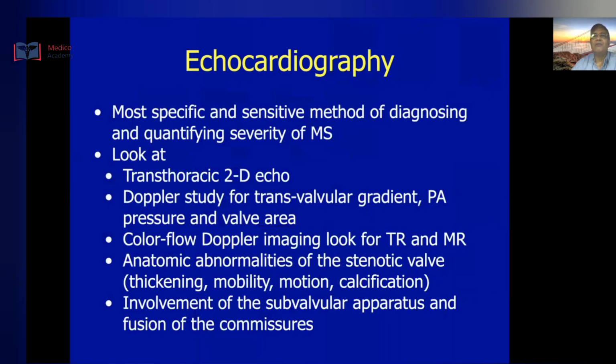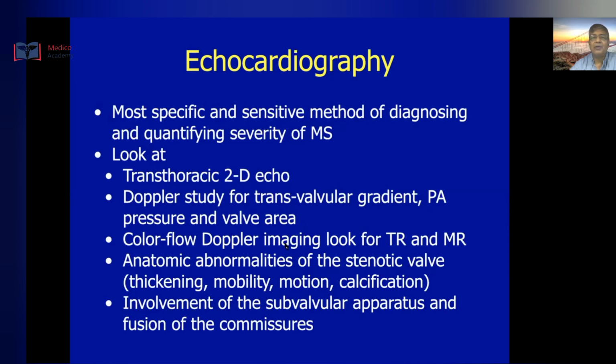In echocardiography, you will find specific findings of mitral stenosis because echocardiography is the most specific and sensitive method of diagnosing and quantifying the severity of mitral stenosis. In echocardiography, you should look at the transthoracic 2D echo. You should do the Doppler study for transvalvular gradient calculation, PA pressure calculation, and the valve area calculation.